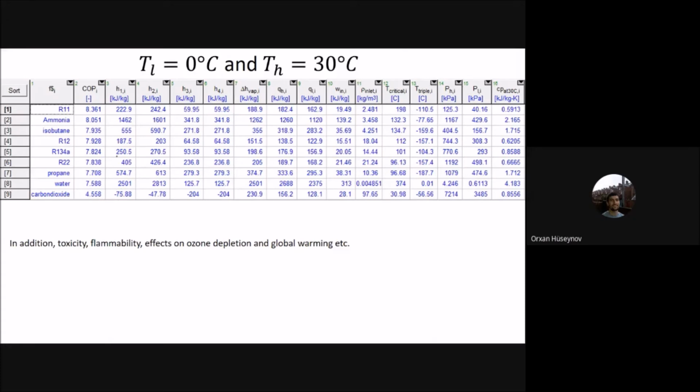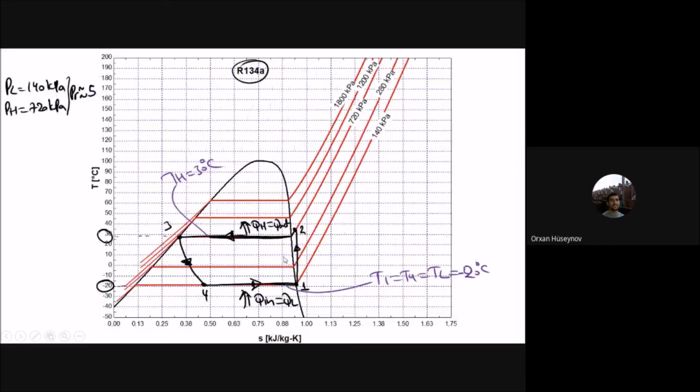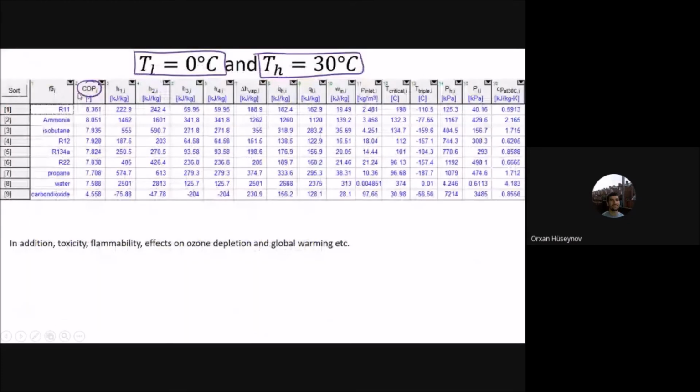The first thing that I will start with is the COP value. You can see it is maximum for R11 and drops to the minimum value for carbon dioxide. What we are doing is working between 0 degrees Celsius and 30 degrees Celsius. The 0 degrees Celsius, as I said, is the minimum part of it. You can see this part is the 0, and this part is 30 degrees Celsius, which is the maximum part. Okay. For the COP value, this one is highest.